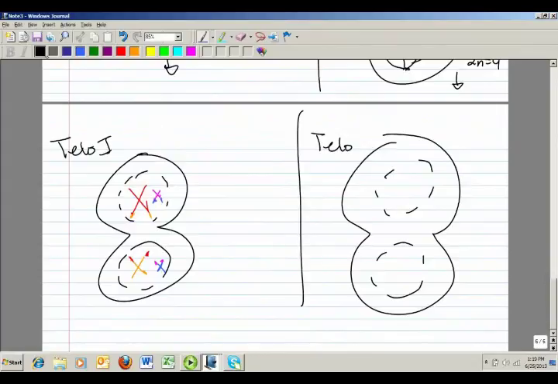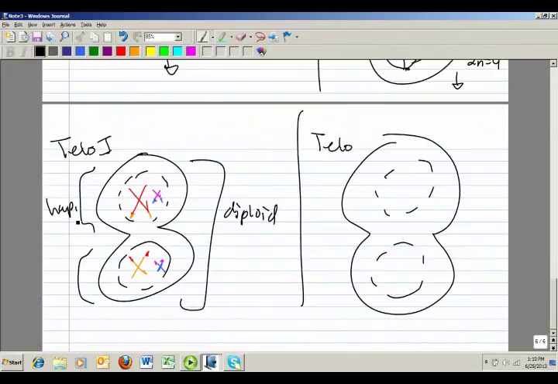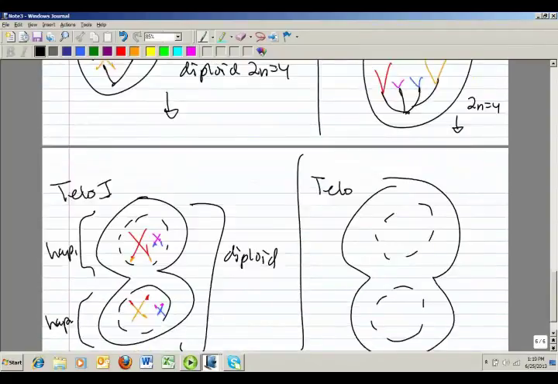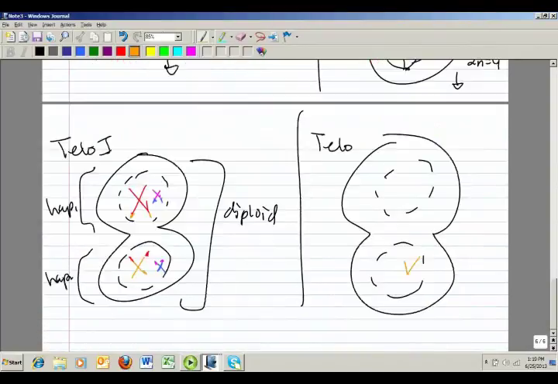The whole cell is technically still diploid, but each little part that's forming is now haploid. Each new nucleus is haploid. It depends how it's phrased. If they talk about each new forming cell, each of those is haploid. Here, chromosomes are decondensing. We have two diploid cells being formed.